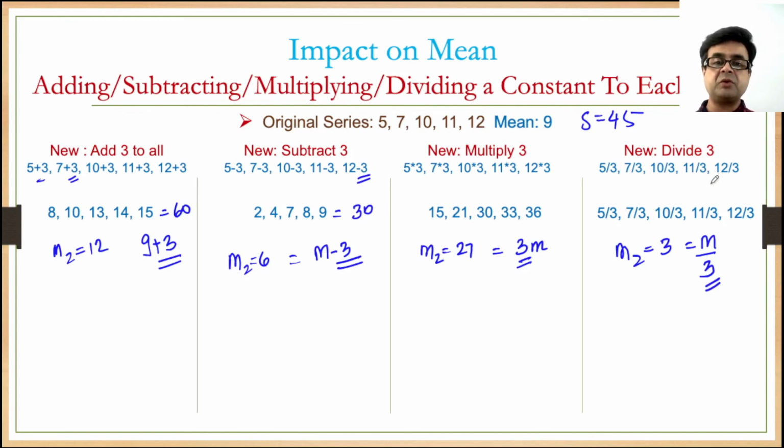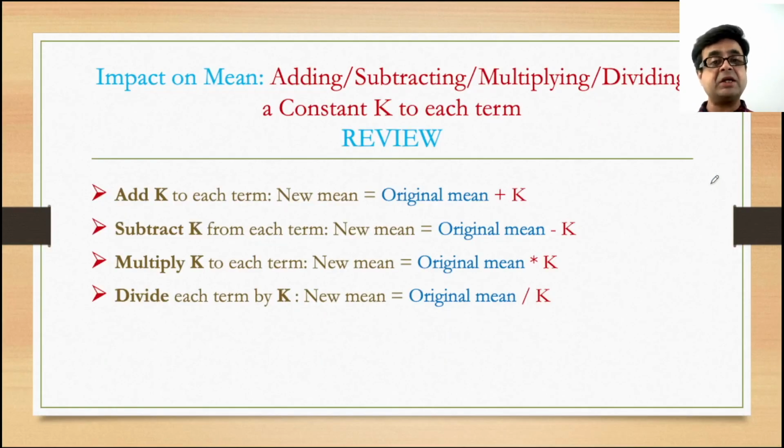To quickly review, when you add k to each term in the series, the new mean is just original mean plus k. Similarly, for subtraction, it would be original mean minus k. For multiplication, it would be original mean multiplied by k, and for division, it will be original mean divided by k. It gets a little bit tricky when you get to standard deviation. However, these are the rules for mean.